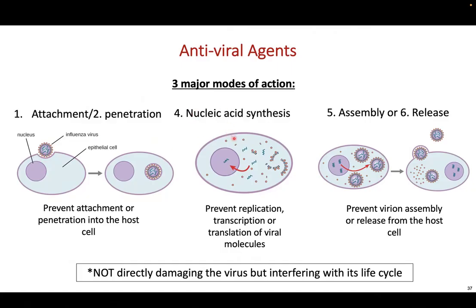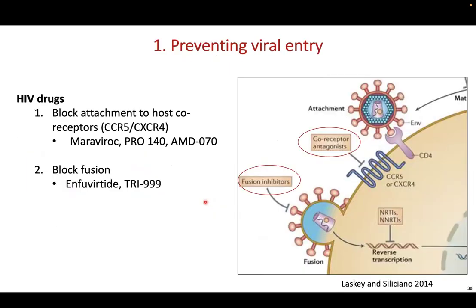The next class that we know is that the antiviral drug prevents the nucleic acid synthesis of the virus. And the third group is to prevent either the assembling or the release of the virus in the cell. You can realize that this whole mechanism is not directly damaging the virus. It's just interfering with the virus life cycle, preventing it from either attaching, synthesis, or release.